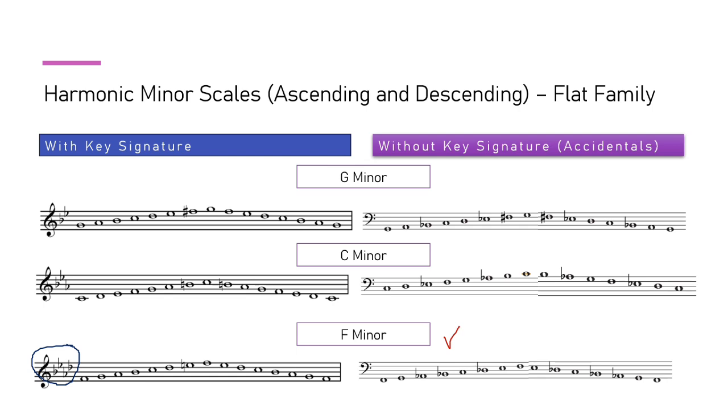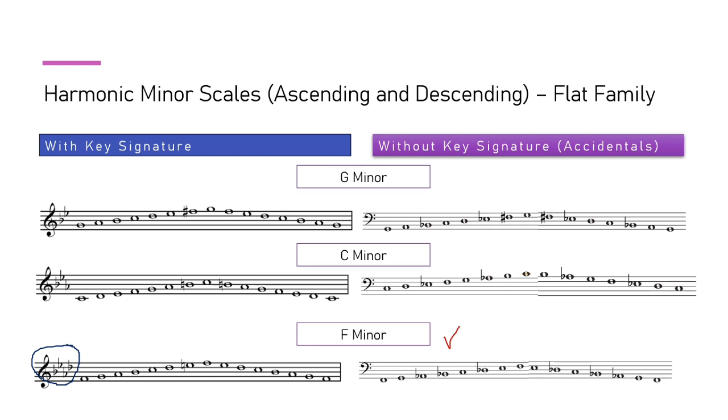Like I said, don't add any extras. Just write the natural notes as if you're writing a major scale, but now you're starting from what was the sixth degree in the relative major. In this case, F is the sixth degree of A flat. So we start from F, which will now be the first degree of our F minor scale. So we should do F, G, A, B, C, D, E, F.